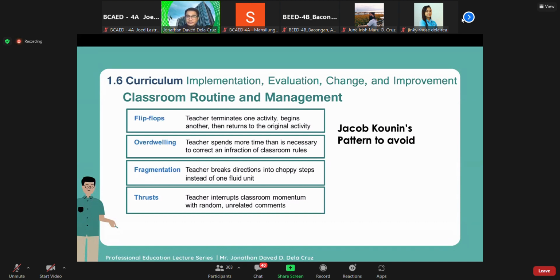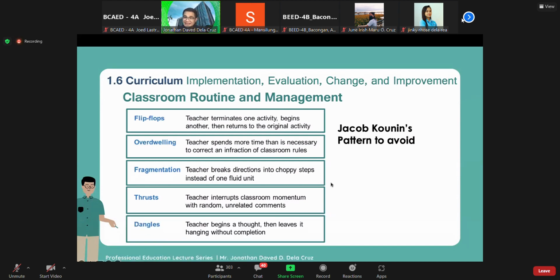Okay? And the next po is dangles or dangling. Teachers begin a thought and then leave it hanging without completion. Ito yung mga teacher na nagtatanong tapos di nila sinasagot yung tanong nila. Tapos sasabihin nila, assignment mo yan ngayon. Tapos the following week, nag-ready ka ng assignment mo, so di ka naman niya tinanong. Tawag doon ay dangling. Iniiwan ka sa ere.